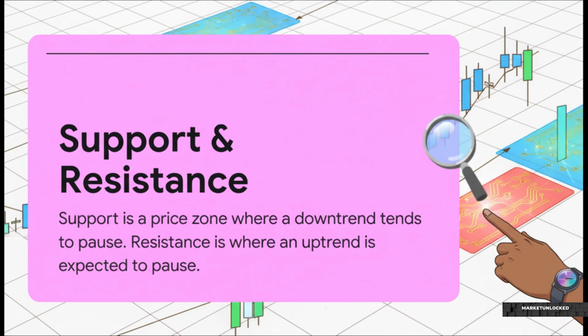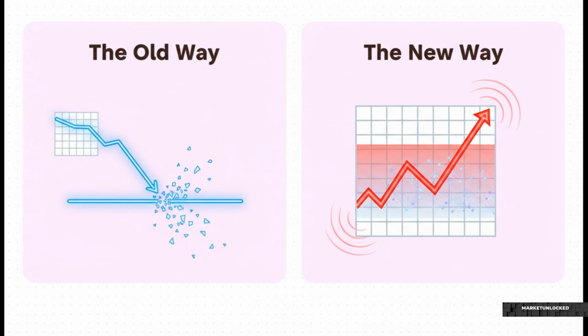Now, the idea itself is super simple, right? Support is like a floor. Price is falling, it hits this level, and it tends to bounce. Resistance is the total opposite. It's a ceiling. Price is rising, it hits this level, and it gets stopped in its tracks. So traders, they just draw these lines and wait. They wait to see if it'll bounce or break. And this right here gets to the absolute core of the problem.